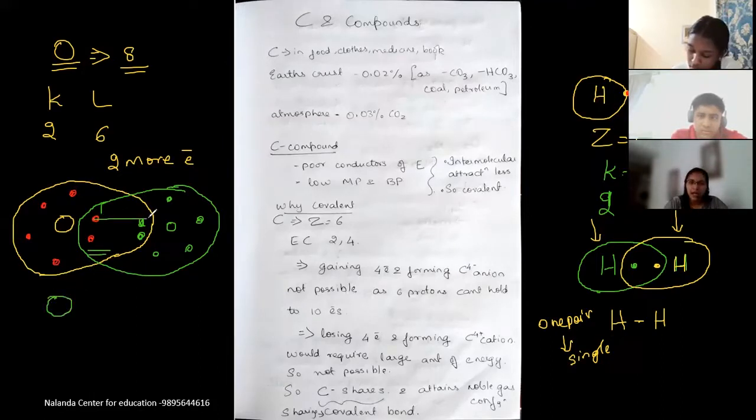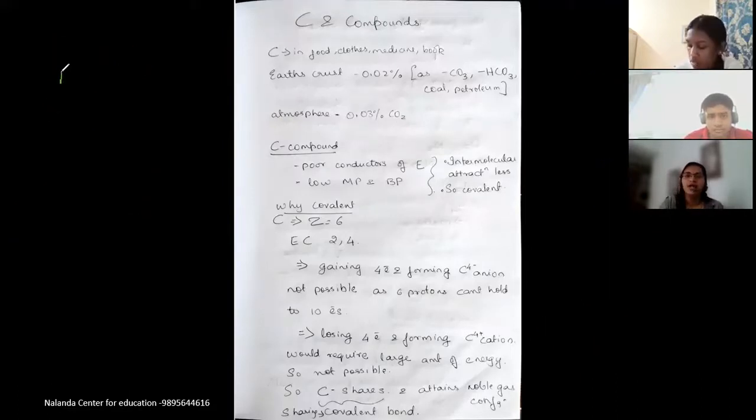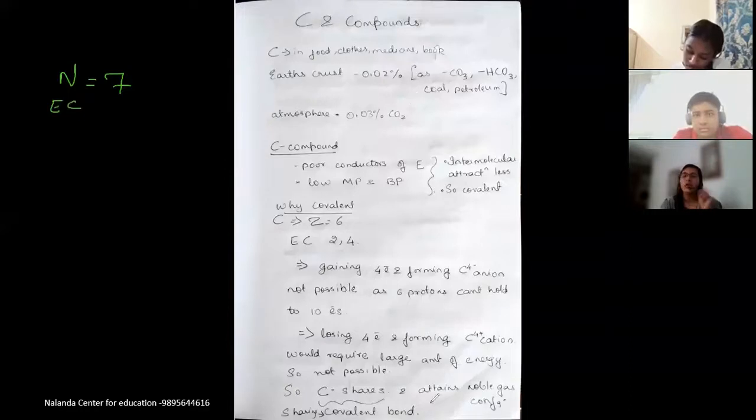For each pair you draw a line, so 2 bonds are being formed. Are you guys clear with this? Can you try and do nitrogen? The atomic number of nitrogen is 7. So write the electronic configuration, write how many electrons are required, and see what happens when 2 nitrogen atoms meet each other. Give me a second.